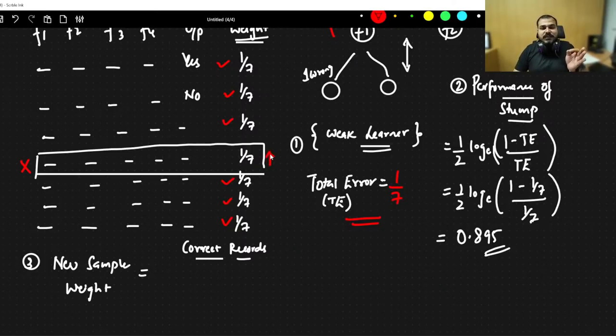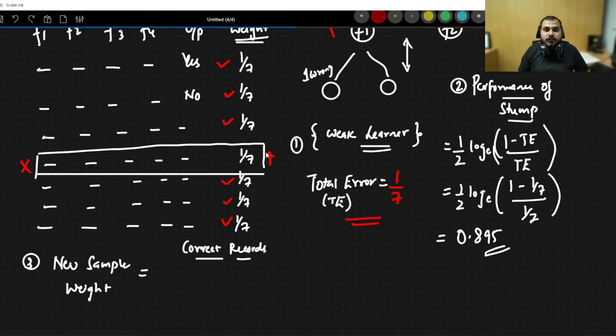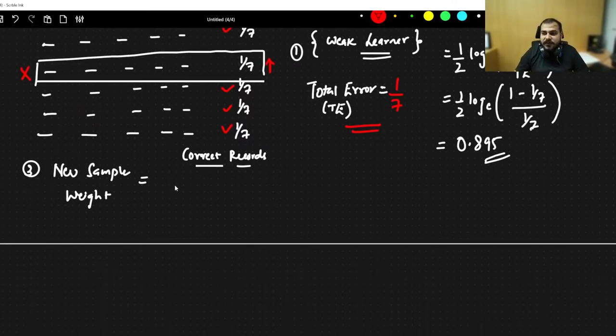Because if I increase these weights, then the wrong records should go to the next weak learner. That is the reason why I am doing it. Now, how to update these weights for correct records? For correct records, the formula looks something like this.